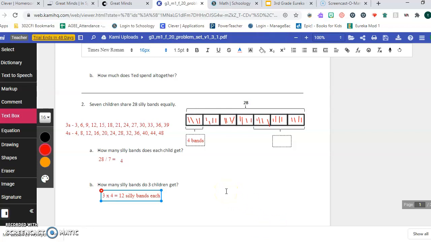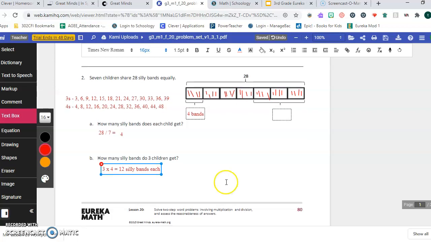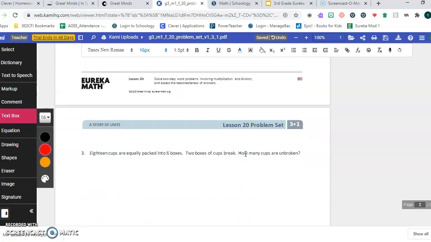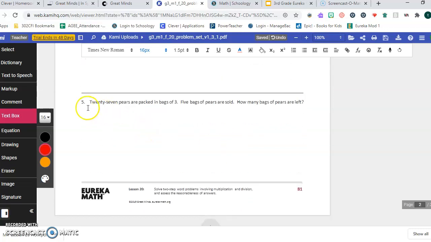That's pretty tricky stuff. On your homework, you'll find that the problems are very challenging. I would recommend having your count bys handy so that you can try to make sense of it, using the models that they give you, because you're going to need a little support as you work through these problems. I'm going to skip down to problem number 5, so you can turn to the next page in your book and follow along. Problem number 5, it tells me 27 pears are packed in bags of 3.